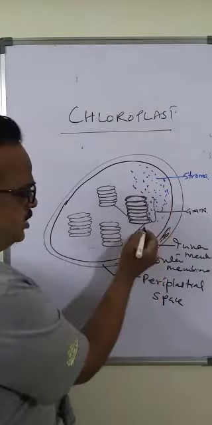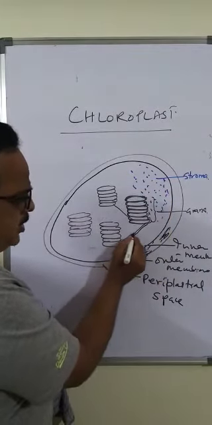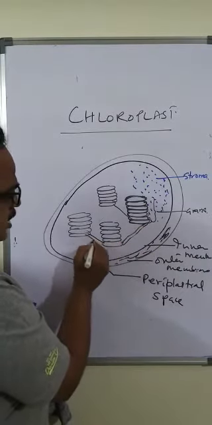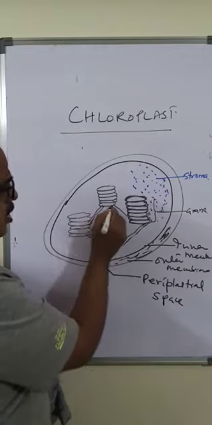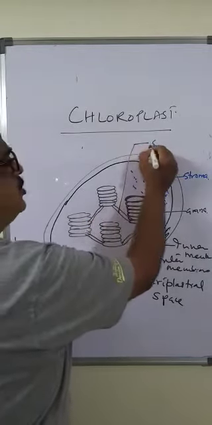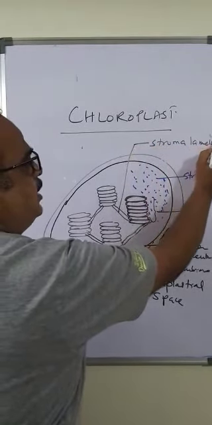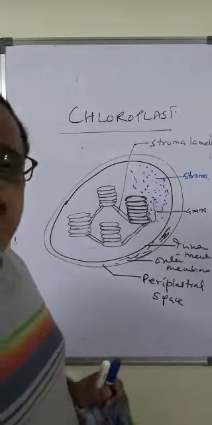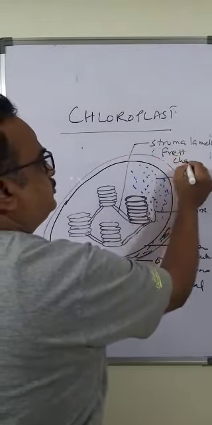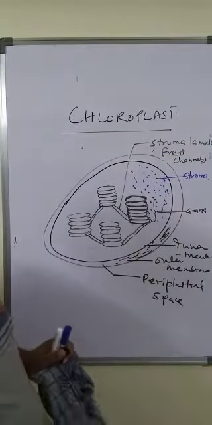One grana is attached to another grana through tubular structures, and these tubular structures are known as stroma lamellae. Stroma lamellae are also known as fret canals.